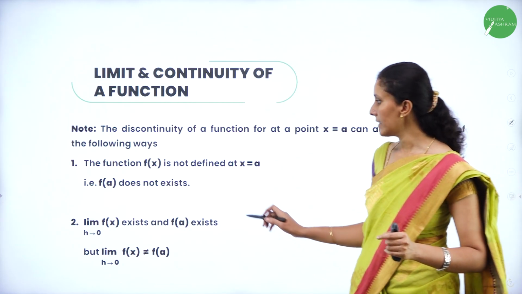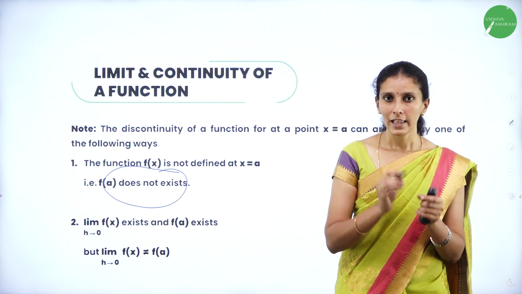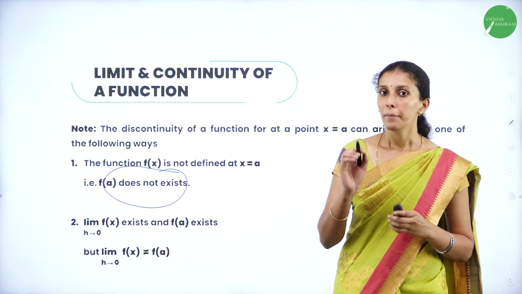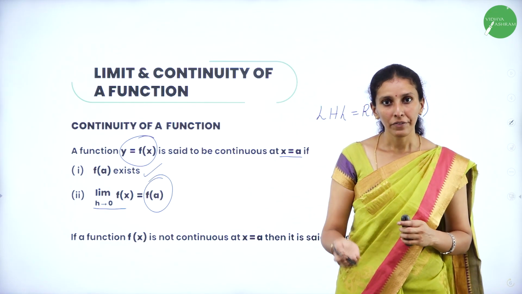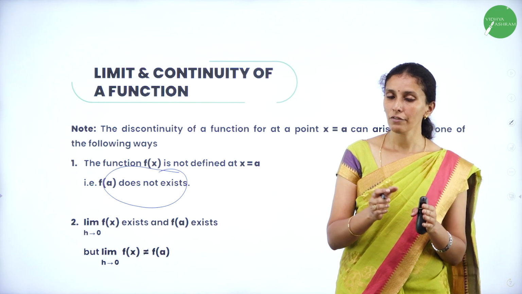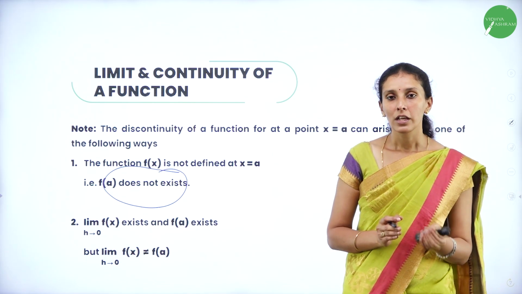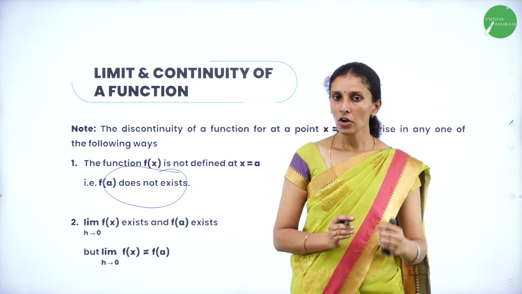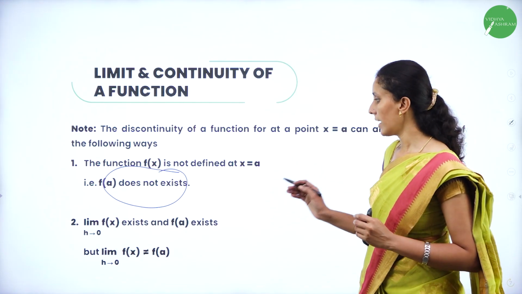This is possible in two cases. The first case is that f of a may not exist. To say the function is continuous, my first condition is that f of a exists. If it does not exist, then we call it a discontinuous function. Suppose f of a exists, then also the function may be discontinuous. How? Look at the second point.